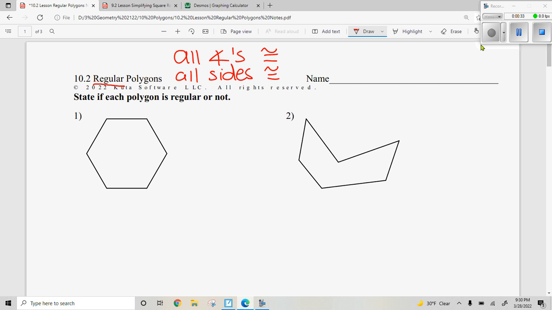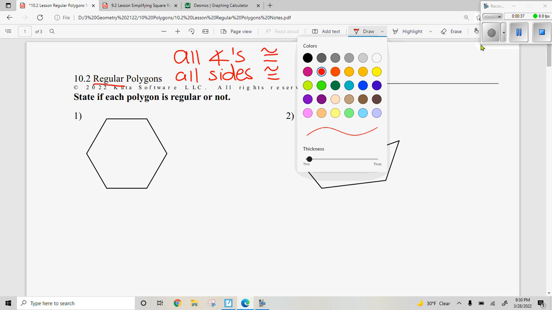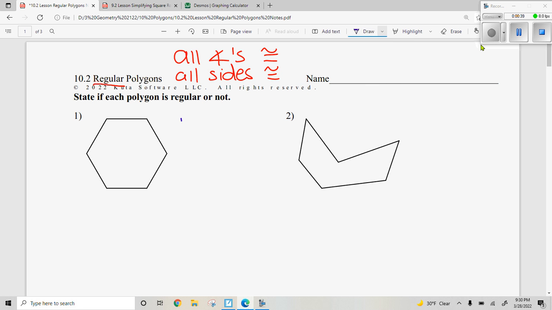So if I look at this first polygon, this is a six-sided polygon. We call it a hexagon. And it looks like all the sides are the same size. So just like we did back with triangles, we can mark them up. All those sides will be the same, and all of these angles will be the same as each other. So this is a regular hexagon.